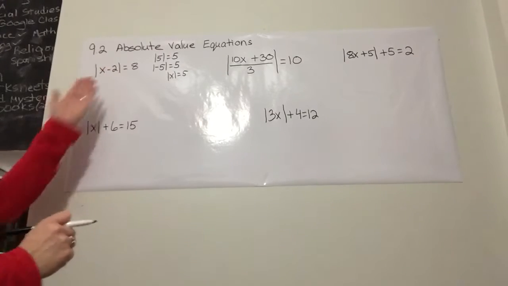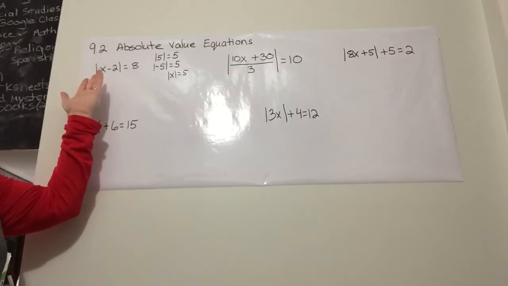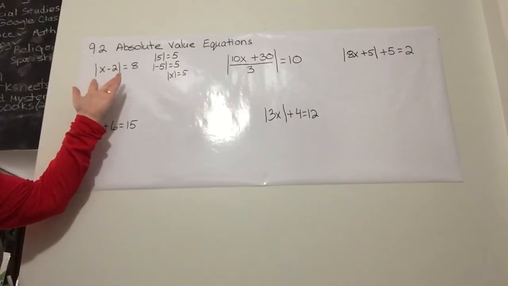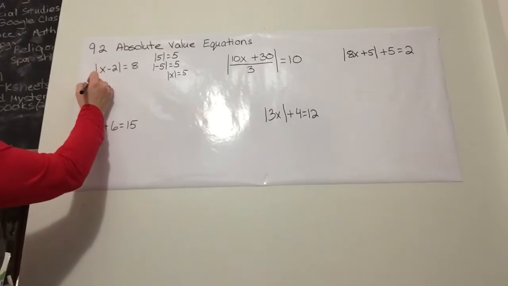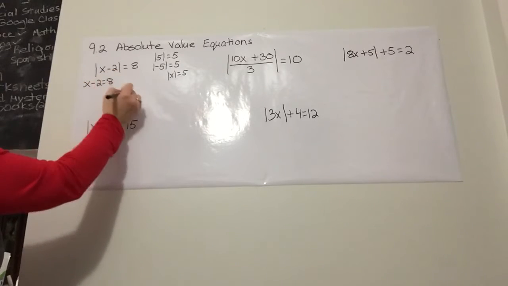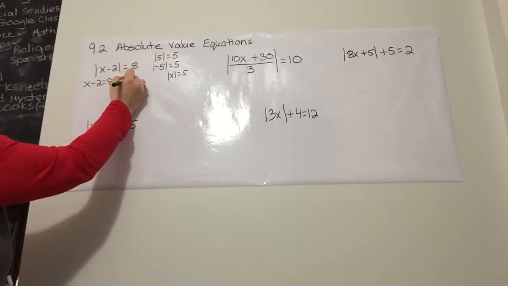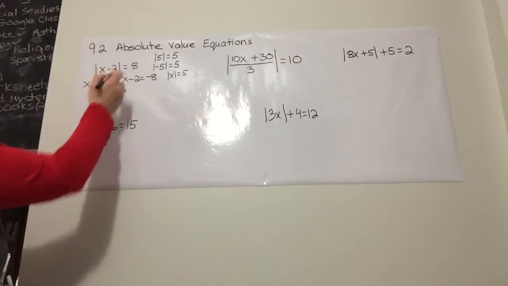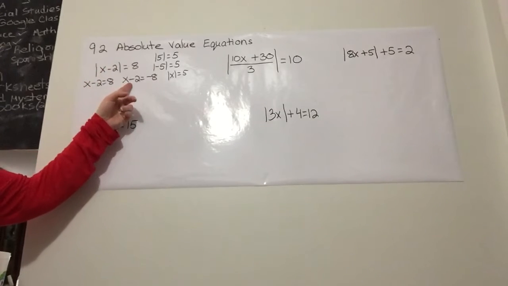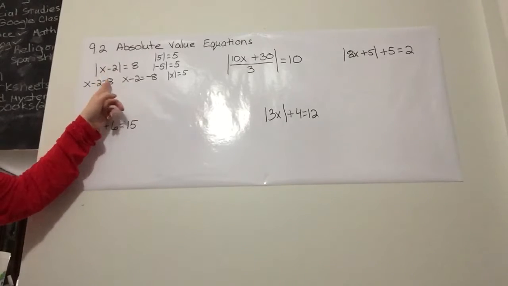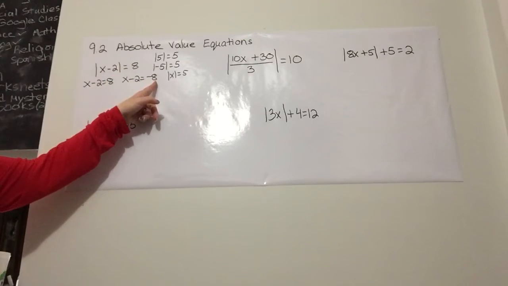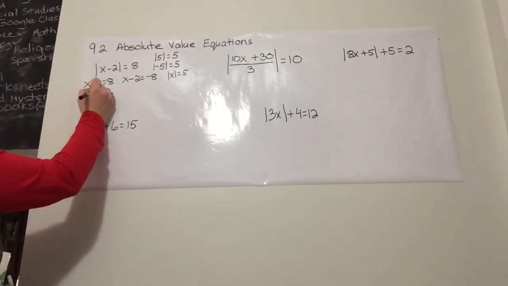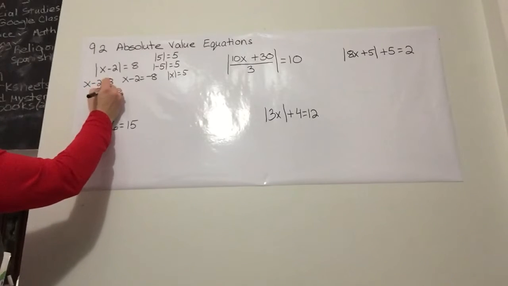So when you do have the absolute value as the only thing on the left-hand side, you break it up. So x minus 2 is equal to 8, and x minus 2 is equal to negative 8. Notice how inside nothing changed, okay? But you set it to positive and you set it to negative. Now you solve it. So I am going to add 2 to each side.